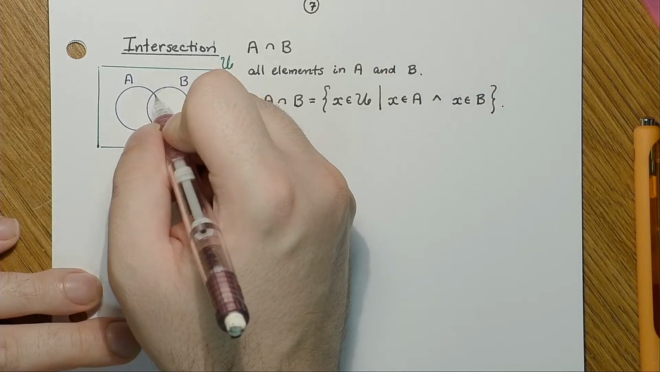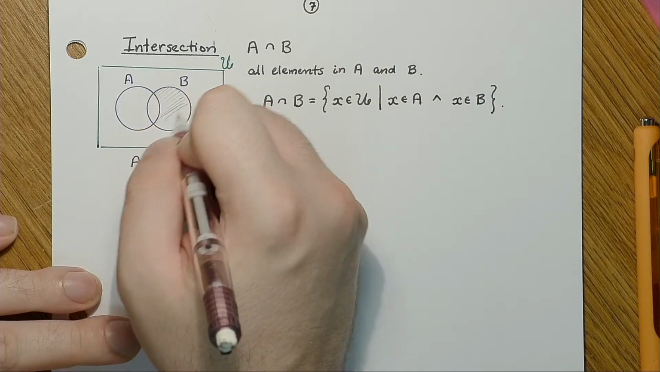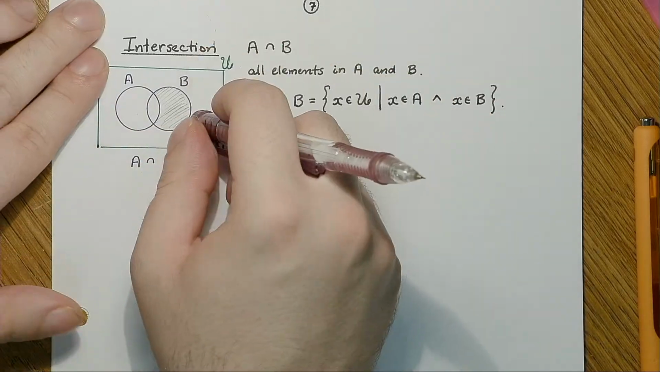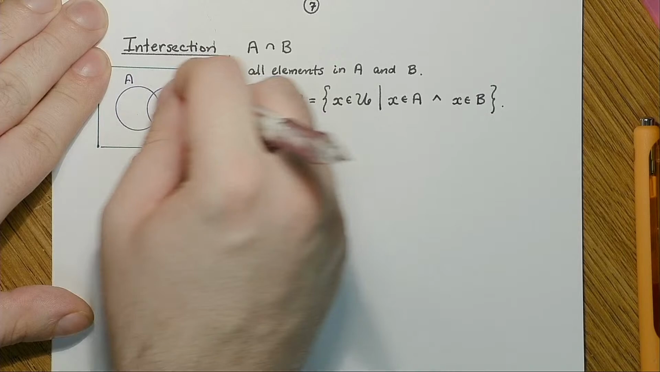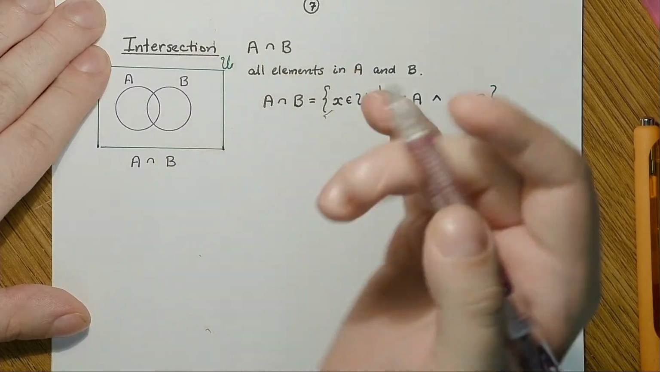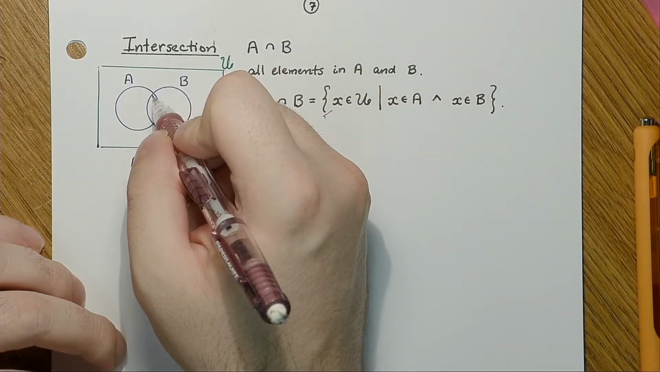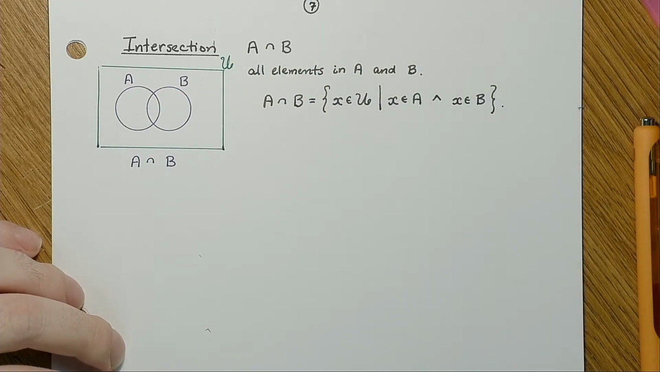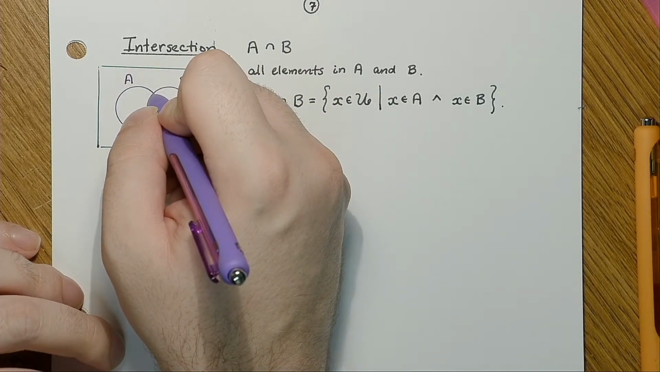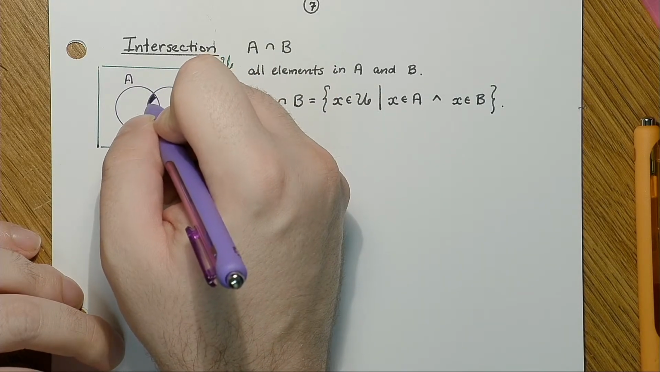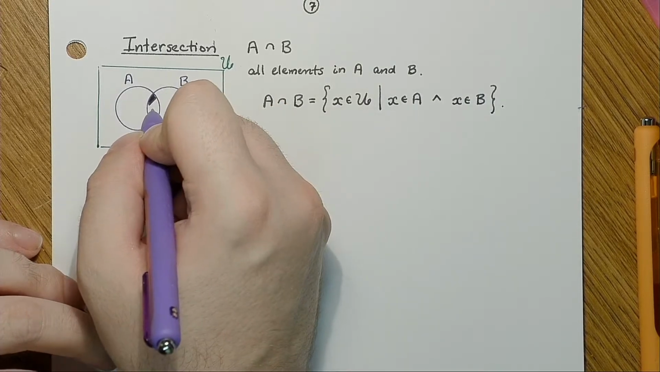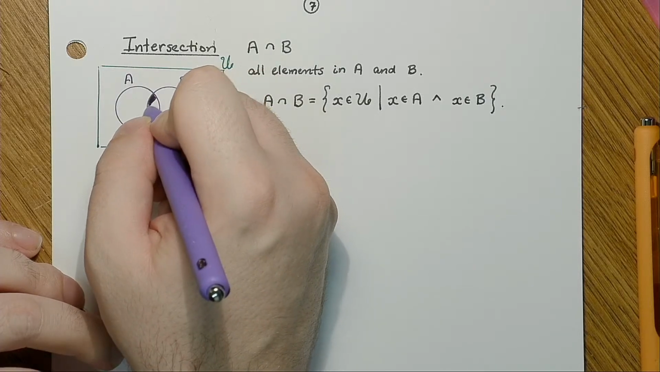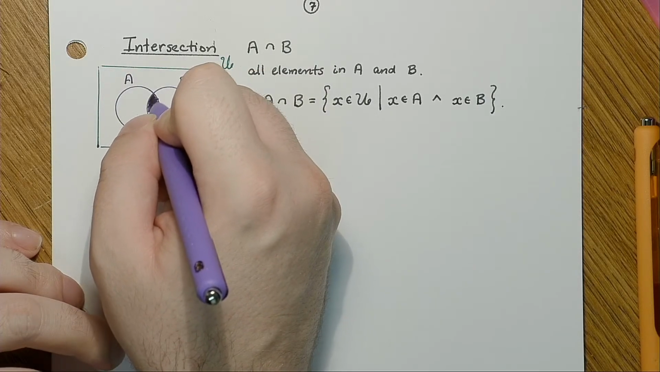Similarly, all the elements in here are also not in A. That's kind of where we get the idea of intersection. They overlap, they intersect with one another. So visually it makes sense to call it an intersection. So it's just all the elements now here. So if I pick an element in here, that element is both in A and in B. So I'll just shade this all in.